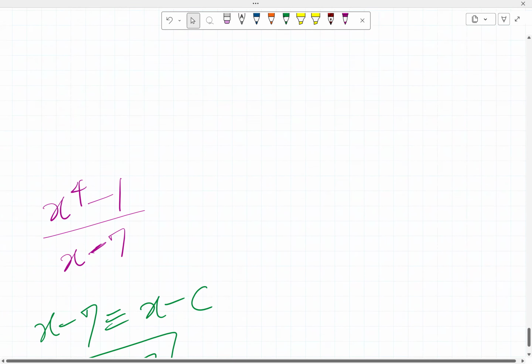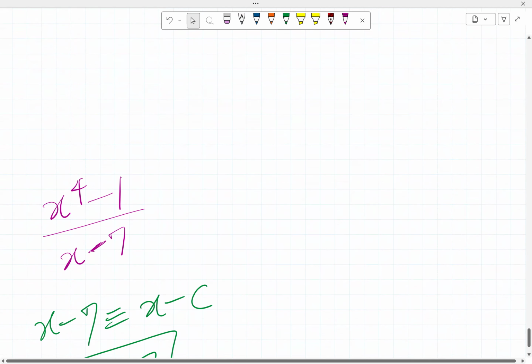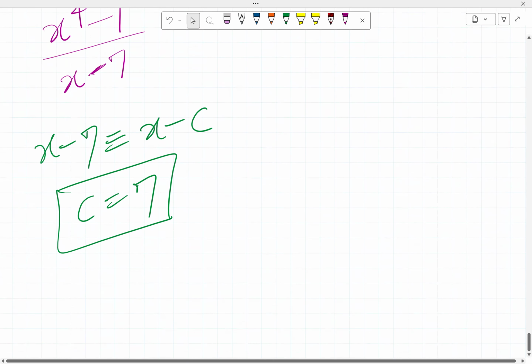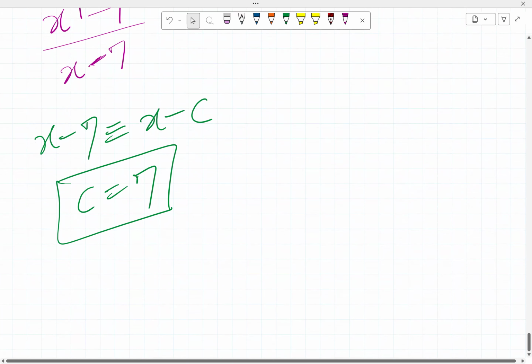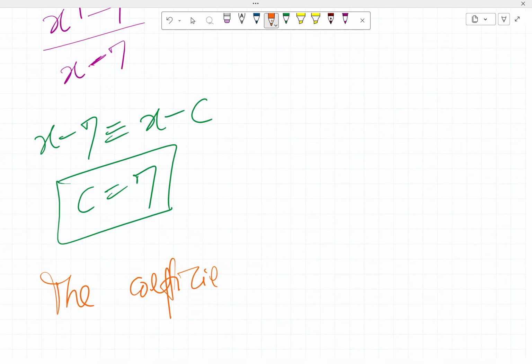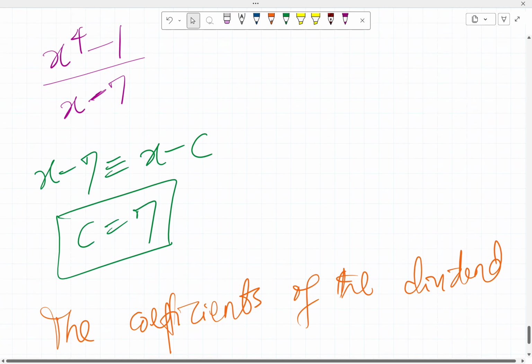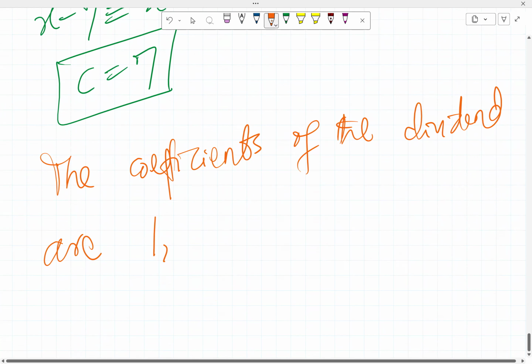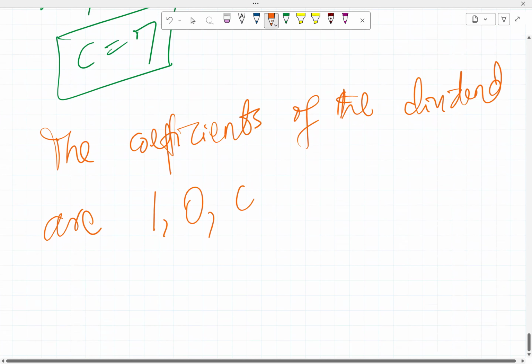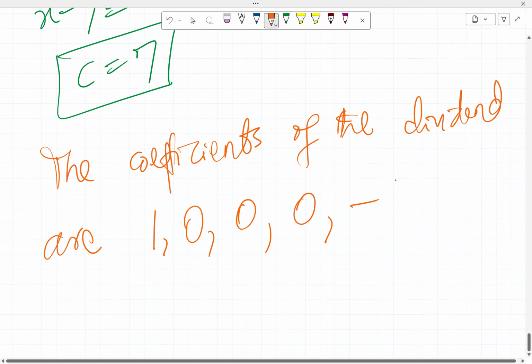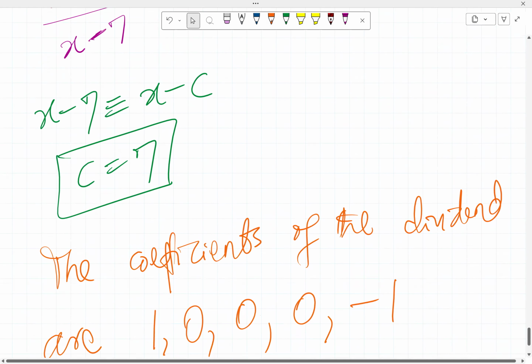And then the next thing is we go for the coefficients. We go for the coefficients of x raised to power 4 minus 1. So pay attention. Yeah, I think this is even instructive. So the coefficients of the dividend are, we have x raised to power 4, right? So that's 1 for x raised to power 4. For x raised to power 3, there's nothing, that's 0. For x raised to power 2, there's nothing, that's 0. For x raised to power 1, there's nothing, that's 0. And then for constant, we have minus 1. You get that? So you have to fill up the space.